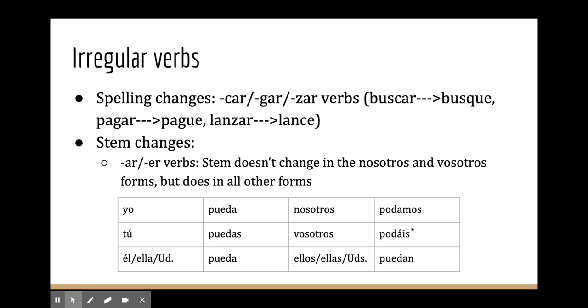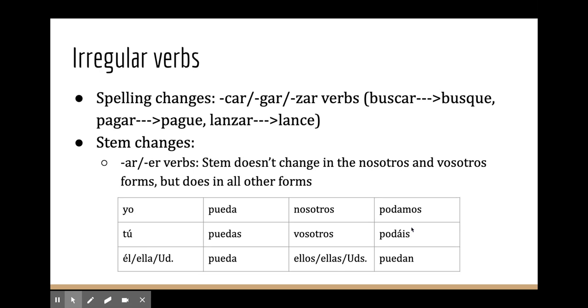All right, pagar, same thing. If you drop the O, so yo form is pago, you drop the O and add the opposite vowel ending E, you would get page, because G followed by E or I makes an H sound. So in order to make it ga, because the verb is pagar, you have to add the U. So it's pague, right? And spelling rule, this doesn't change the pronunciation at all, but Z always changes to C when it's followed by E or I in Spanish. So lanzar, lance, is going to be spelled with a C instead of a Z because Z is never followed by E or I in Spanish.